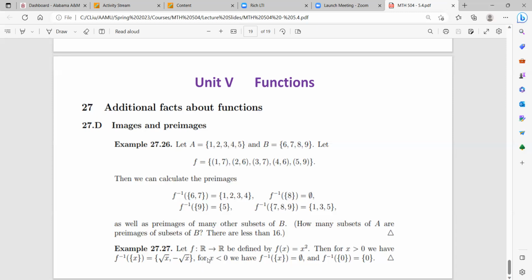Of course, if x is negative, then you will not be able to find the square root in real numbers. So in that case, the pre-image of that set of a negative number is empty. And finally, if x equals 0, then you can only find one solution. If you try to solve x squared equal to 0, you get x equal to 0. So you only get one number in the pre-image of the set of 0. Okay, so pretty straightforward.